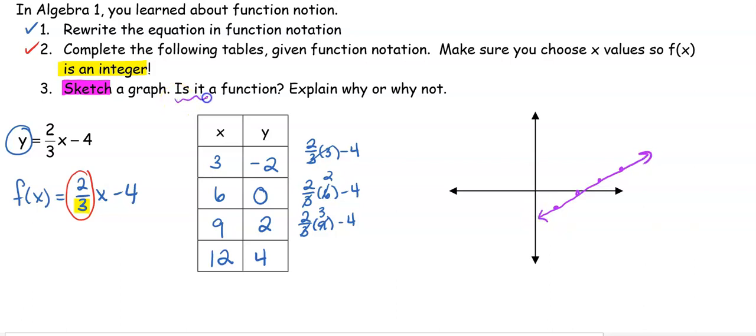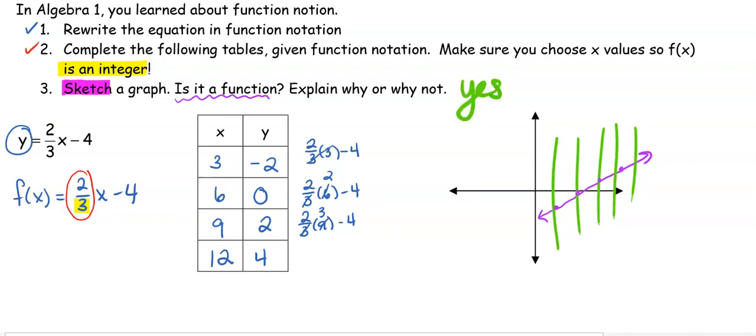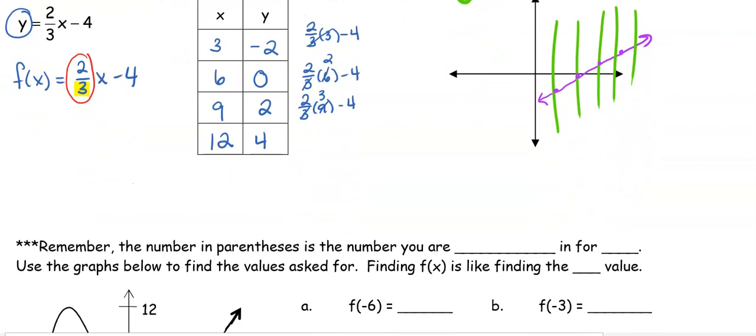It's asking me, is it a function? The easiest way we can do this, well, at least what I think is the easiest way, is that vertical line test. No matter where I draw it, I'm always going to have it only go through one time, so therefore, yes, it does pass that vertical line test. You could have also created a mapping of your table, completely up to you. All right.